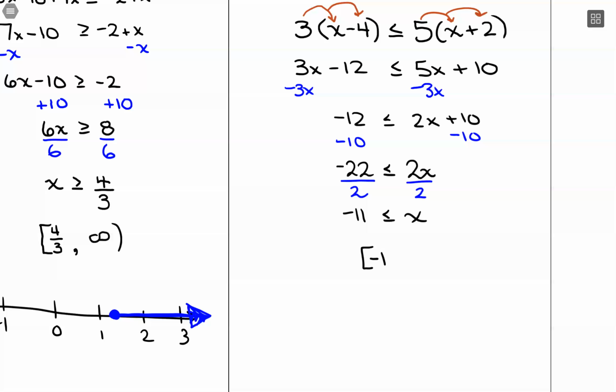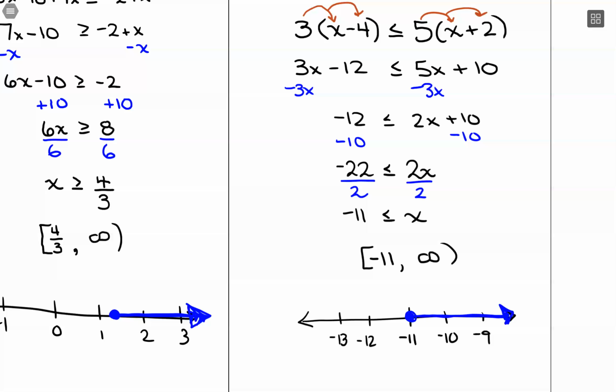So we're starting at negative 11 and including negative 11 and going off to positive infinity. So if I make a graph around negative 11 with smaller values to the left and larger values to the right, we have a solid circle at negative 11, and then we're going off to positive infinity, which is to the right. Alright, so that's solving some more complicated linear inequalities.